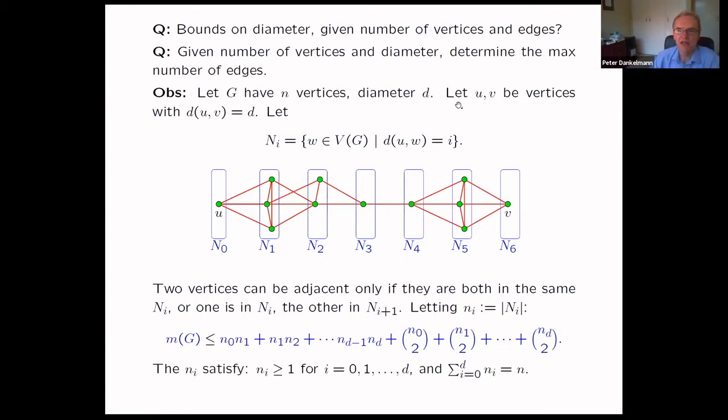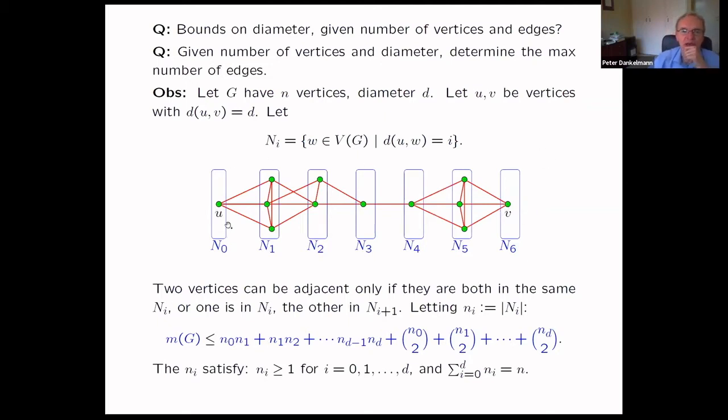Okay, and for that, let's say we have such a graph with n vertices, diameter d, and let's say u and v are two vertices at diameter d, so at maximum possible distance. Sorry, two vertices at distance d. And I've drawn a picture here. These are the two vertices u and v. Their distance is equal to the diameter.